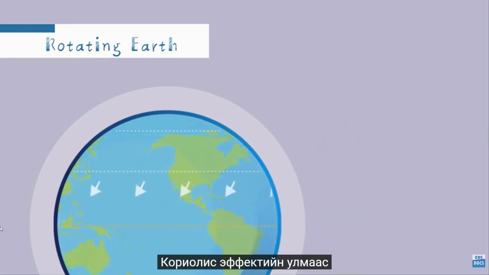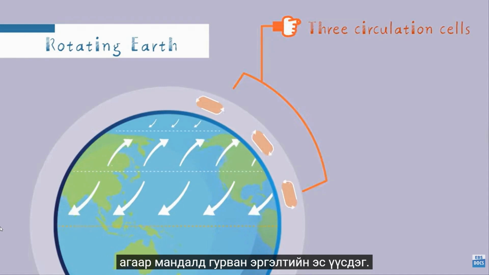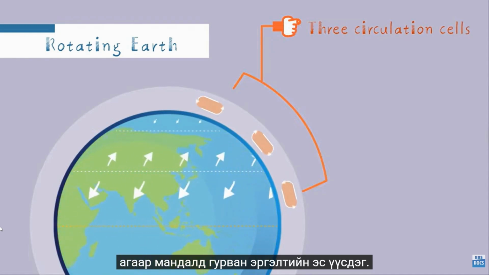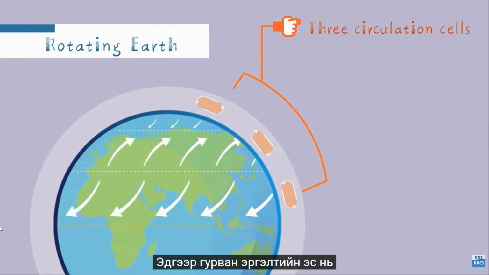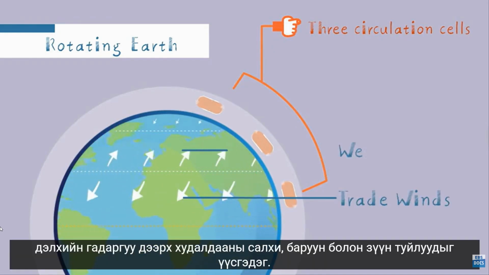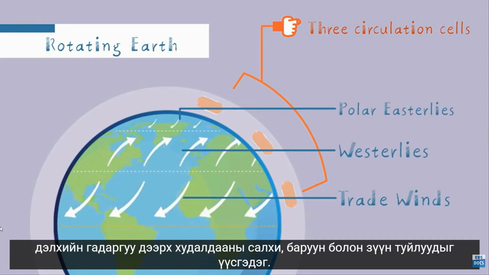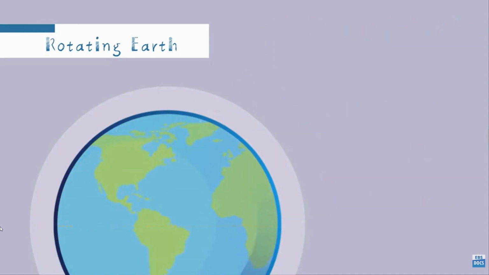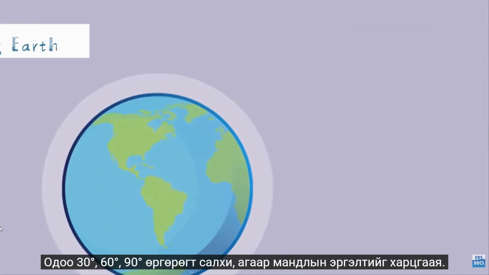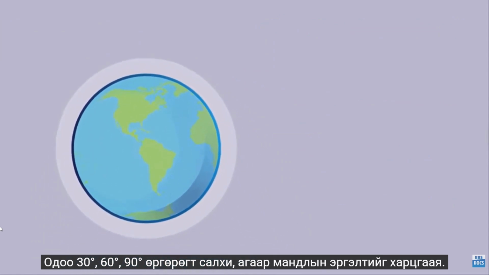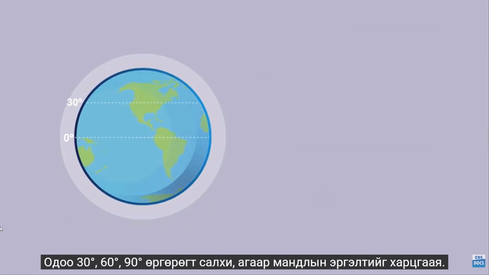Due to the Coriolis effect, 3 circulation cells are formed in the atmosphere. These 3 circulation cells cause the trade winds, the westerlies, and the polar easterlies on the surface of the Earth. Let's look now at the winds and atmospheric circulation at the latitudes of 30 degrees, 60 degrees, and 90 degrees.